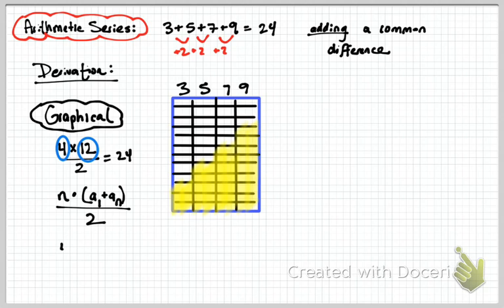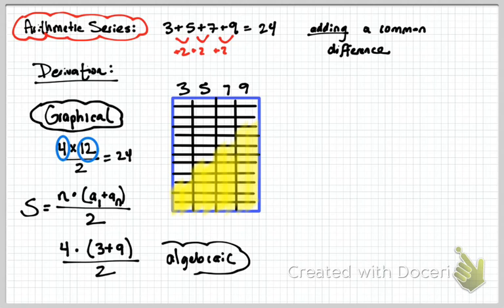And I should probably connect this to the actual problem. It was 4 times 3 plus 9, all divided by 2, because you have pairs. So that more directly connects to this problem. This is your formula for any sum. Okay? So I guess that's the graphical and the algebraic.